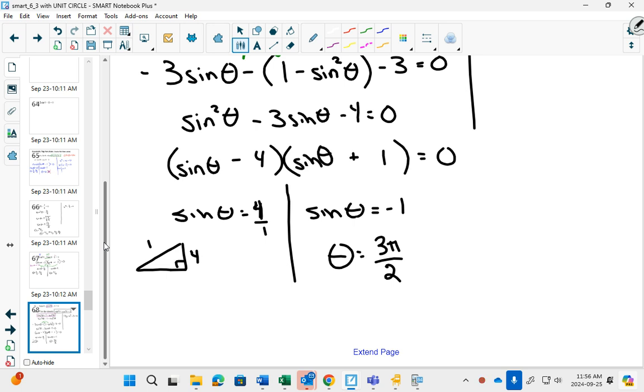No. This is why this is non-calculator. The answer to this side is not possible. Anytime you get a sine theta or a cos theta, if the number is bigger than 1, and you draw the triangle, it's not going to be a possible triangle. So this is why it's non-calculator, because they're going to expect you to recognize that. Sometimes it's not possible.